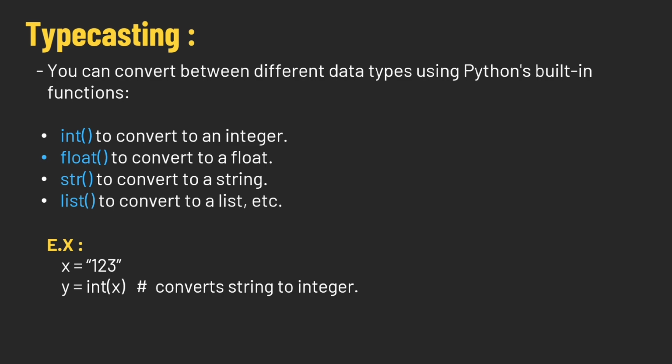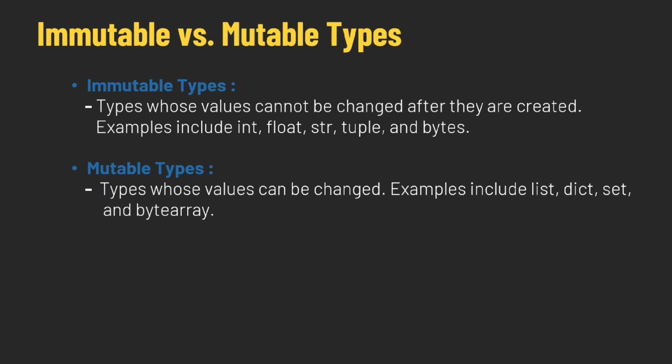After discussing typecasting, let's go through the immutable and mutable data types. Immutable types. These are types whose values cannot be changed after they are created. For example, int represents integers, float represents floating point numbers, str represents strings, tuple represents an ordered, immutable collection of items, bytes represents a sequence of bytes. It is often used for binary data.